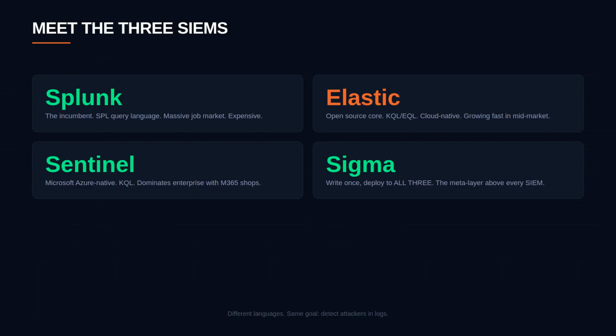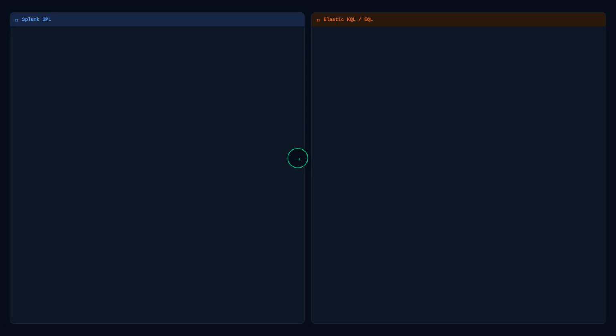And then there's Sigma, the meta layer above all 3. Write one rule. Convert to any SIEM. This is the superpower we'll come back to. Let me show you what the same detection looks like in all 3.